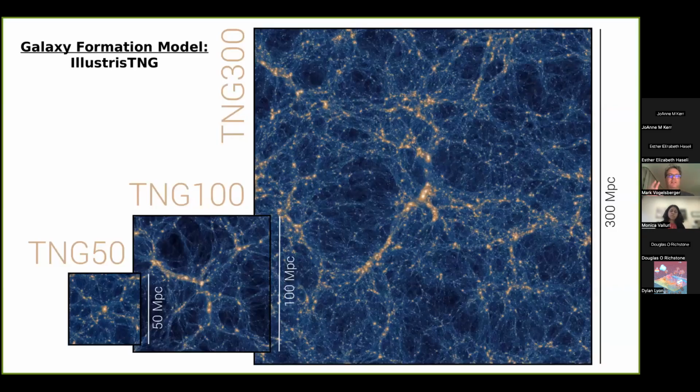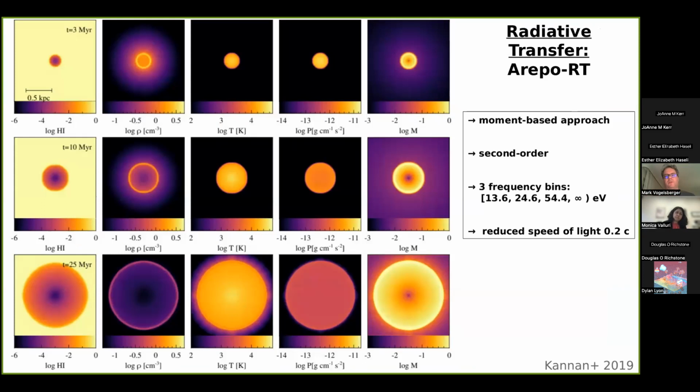Now, THESAN has three key ingredients. One is the galaxy formation model, as I mentioned. So here we use the Illustris TNG galaxy formation model that I mentioned before, because this is a very well tested and very accurate model that leads to a lot of predictions that are in agreement with observational data. But then on top of that, we also need a radiative transfer scheme.